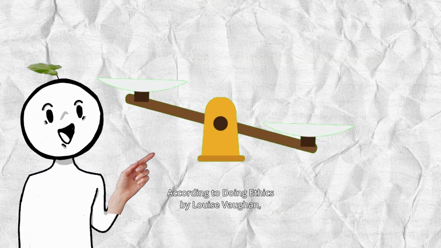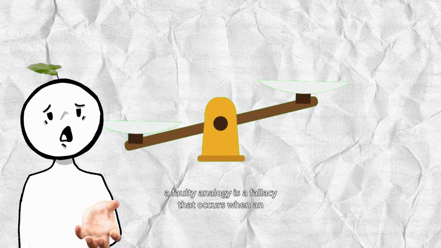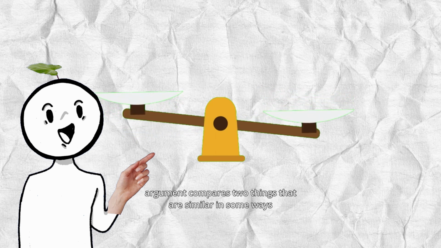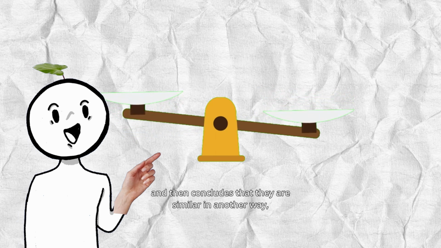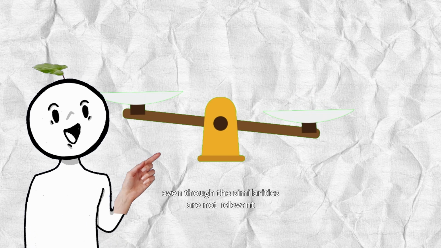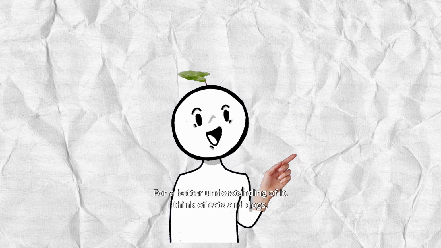According to Doing Ethics by Louise Vaughan, a faulty analogy is a fallacy that occurs when an argument compares two things that are similar in some ways and then concludes that they are similar in another way, even though the similarities are not relevant or strong enough to support that conclusion.